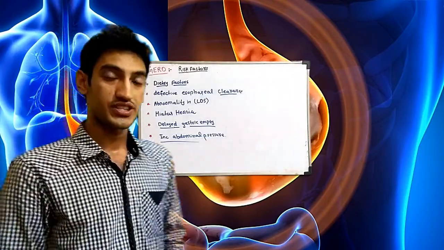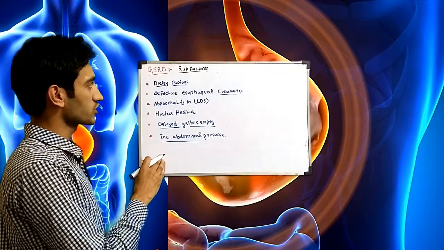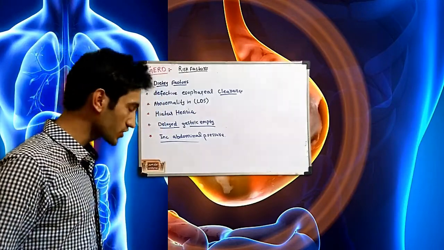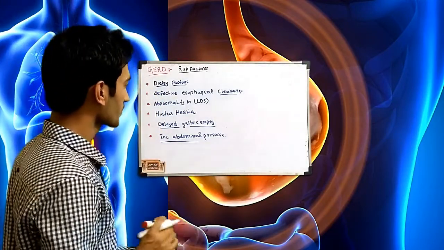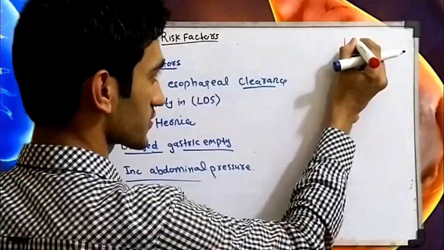So we are talking about the risk factors. The risk factors include dietary factors, defective esophageal clearance, problems in the lower esophageal sphincter, problems in the emptying of gastric contents, hiatus hernia, and increased abdominal pressure. All these are factors which lead to the sign and symptom of gastroesophageal reflux disease. I will draw a diagram so that it will be easy to memorize all these things.